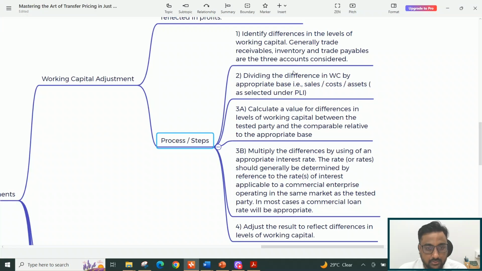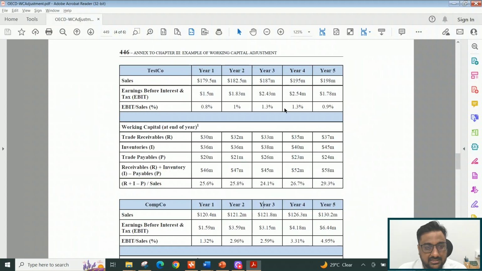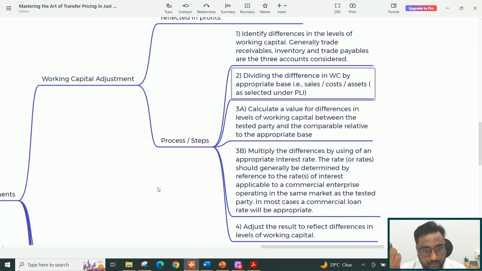Let me now open the mind map as well. Now, what is this? Dividing the difference in working capital by an appropriate base, that is sales, cost, assets, whatever you have selected under the PLI. Under this example, they have selected sales as the base. So in your PLI, whatever you select as a base, you have to divide the differential working capital by that particular base.